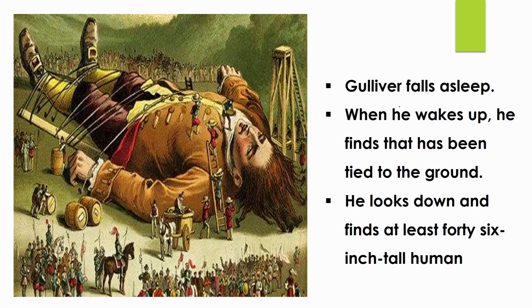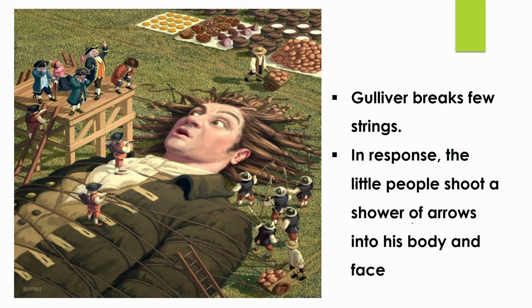Gulliver lies down on the grass to rest and soon he falls asleep. When he wakes up, he finds that his arms, legs and long hair have been tied to the ground with pieces of thread. He can only look up and the bright sun prevents him from seeing anything. He feels something moves across his legs and over his chest. He looks down and sees, to his surprise, a 6-inch tall human carrying a bow and arrow. At least 40 more little people climb onto his body.